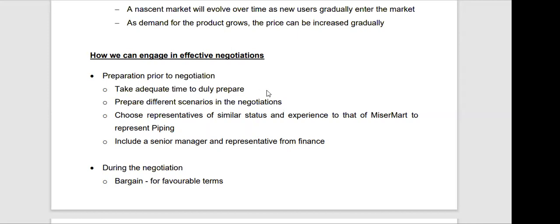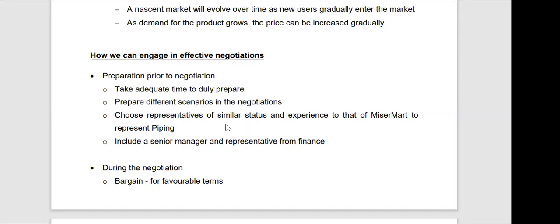Take adequate time to duly prepare, because it's better to prepare before trying to figure out what you're going to negotiate at the meeting. Prepare different scenarios in the negotiation. So when we are talking about trade margins, we have to prepare ourselves for multiple scenarios.